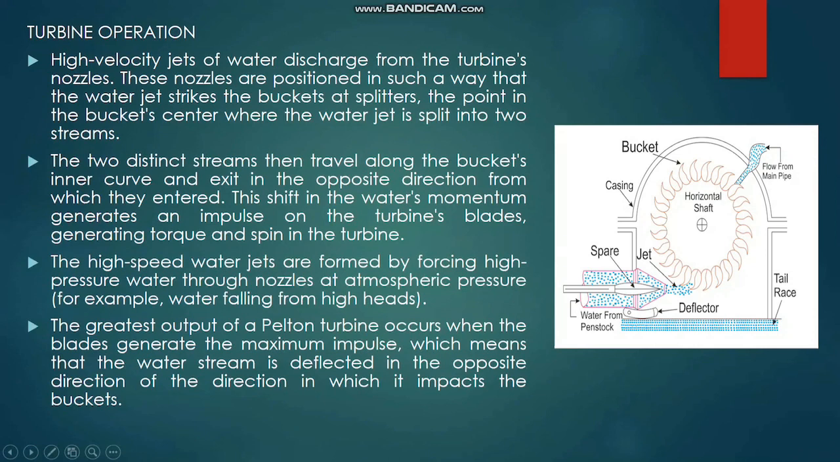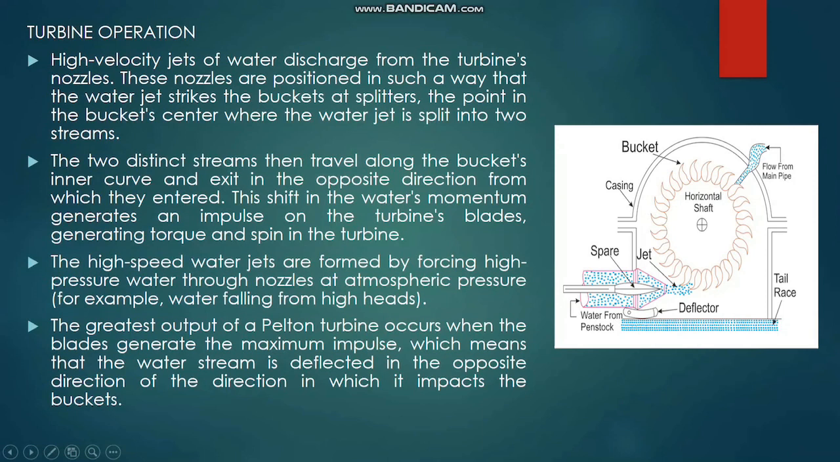So the turbine bucket will move. The two distinct streams travel along the buckets in a curve and exit in the opposite direction from which they entered. This shift in the water momentum generates an impulse on the turbine blades, generating torque and spin in the turbine. The high-speed water jets are formed by forcing high-pressure water through a nozzle at atmospheric pressure, for example, water falling from high hills.